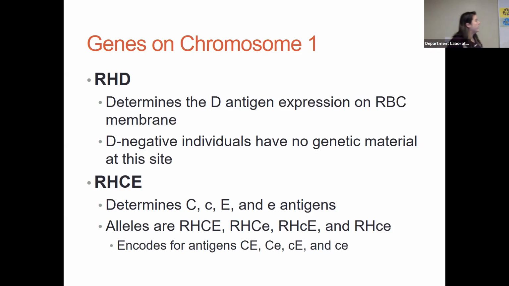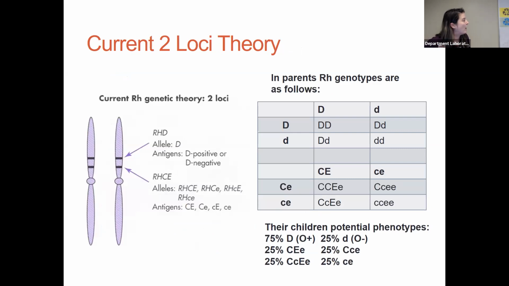So if you're D negative, then you have no genetic material at that RHD loci, okay? RHCE determines your big C, little c, big E, little e antigen expression. And so here, if you think about what that means is, here's your two different loci. Notice here's your RHD, and this is on chromosome 1 on the P arm. And then here's your RHCE, and notice that you have two. All right, so on each chromosome you have two genes.